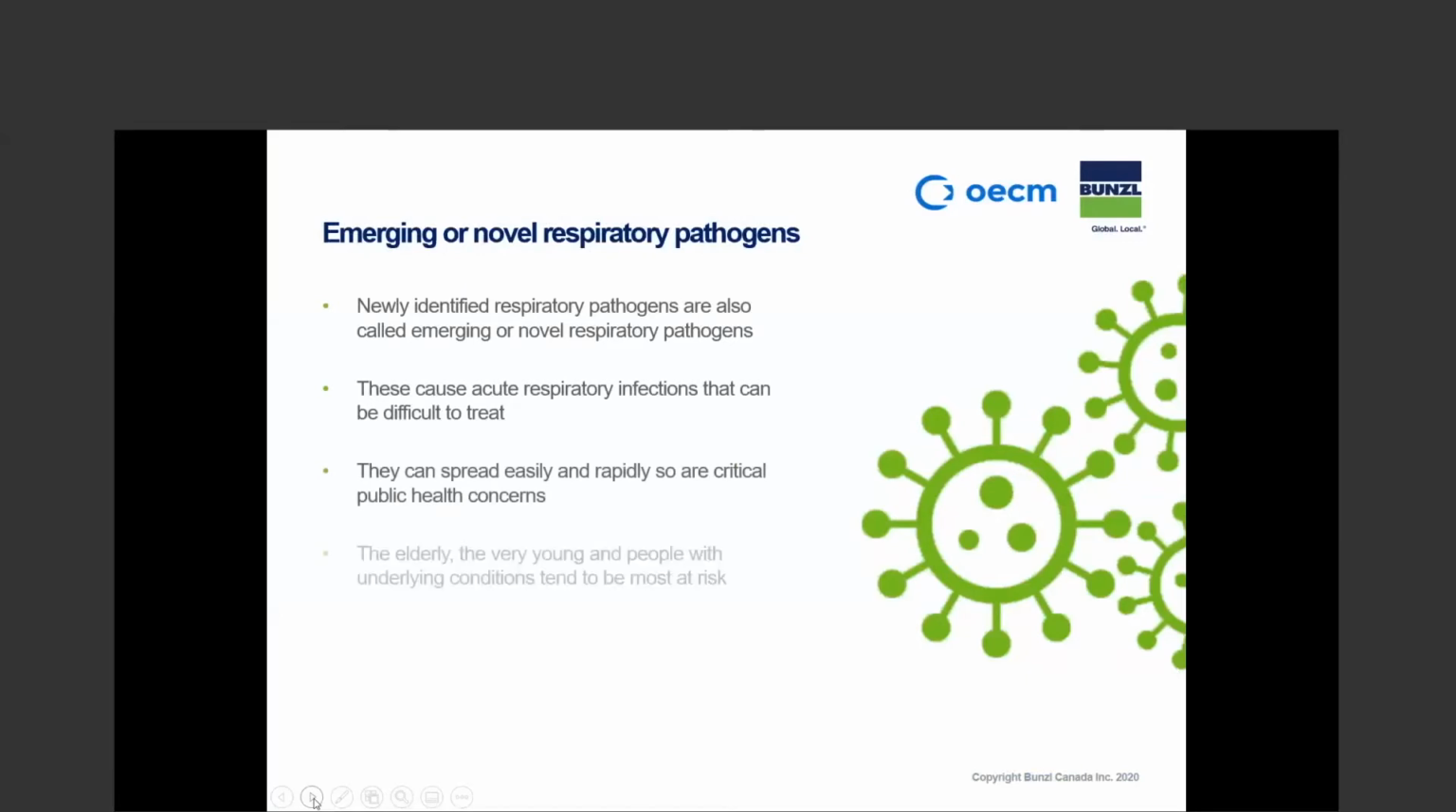So the newly identified pathogen, these can cause acute respiratory infections that are very challenging to treat, very similar to the circumstances around SARS. They can spread easily and rapidly, so they cause a critical health concern, and we all have to be on our guard and have really good personal hygiene practices. I can't stress that enough.